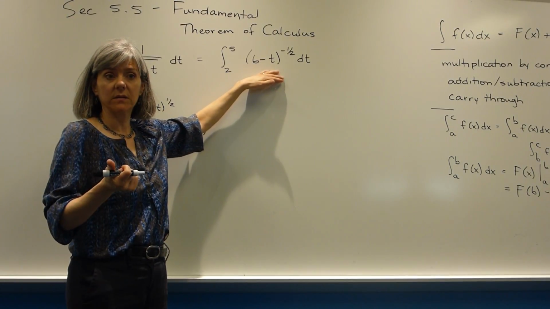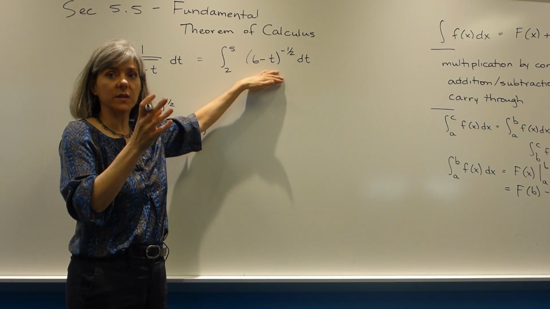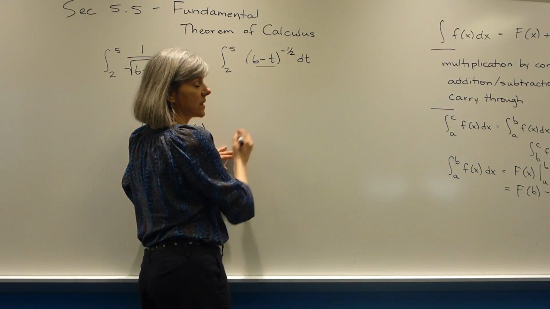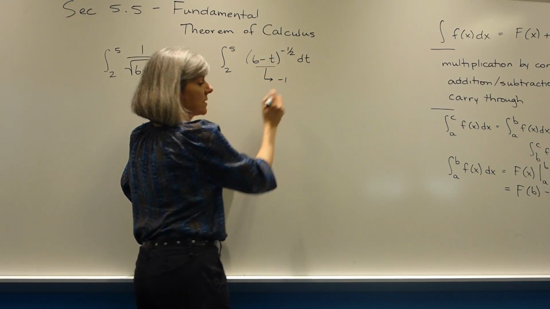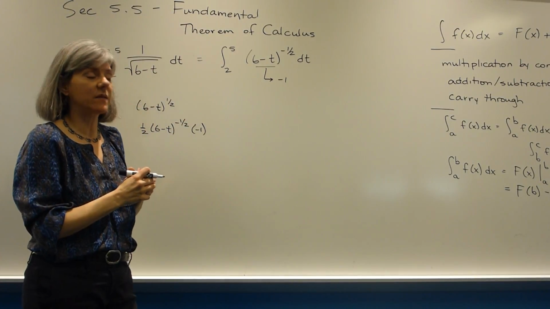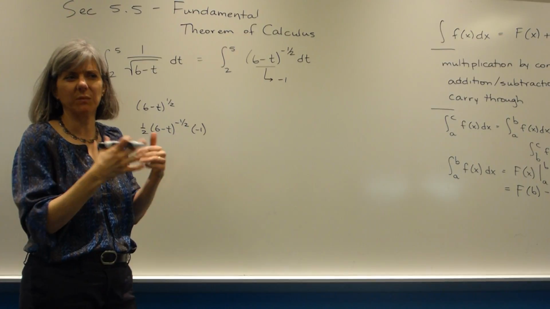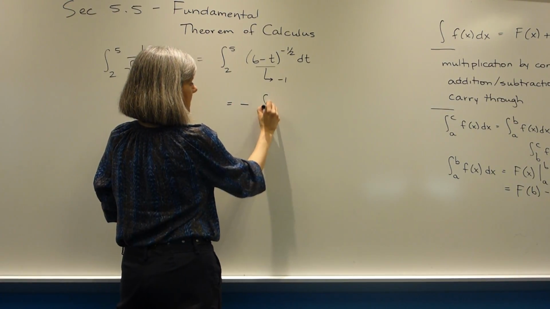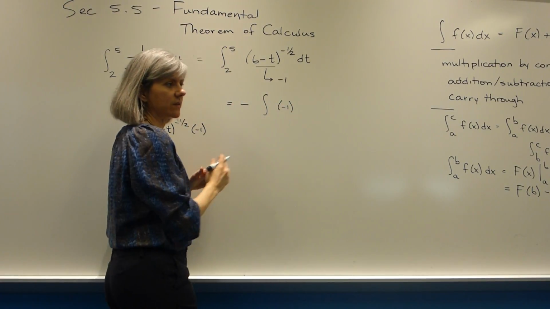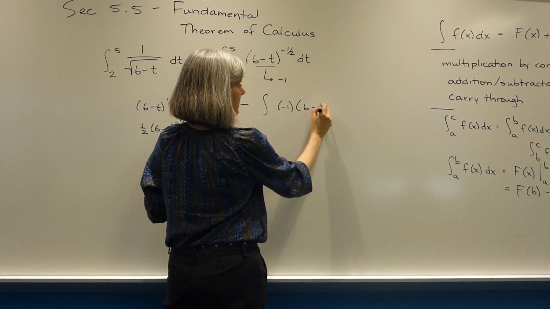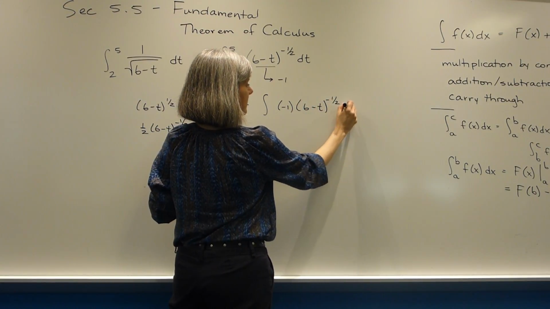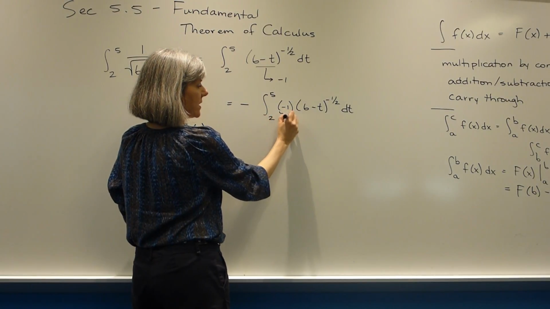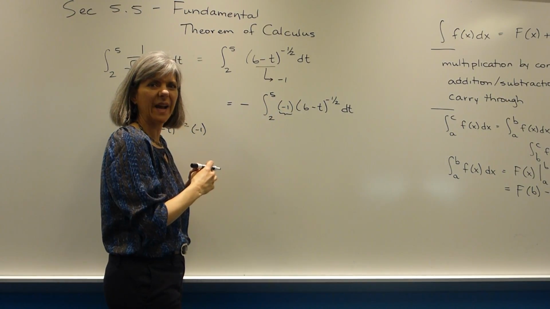Is it a basic? Is it just t to the something? No, it's a composite. I have one function inside the other. So here's my inside function. The derivative is -1. Do I have that? Well, yeah, it's a number. I can make that happen. So I'm going to put in negative on the outside to compensate for the negative I'm going to put on the inside. Because this piece right here is the derivative of the inside, so I have to have that piece.